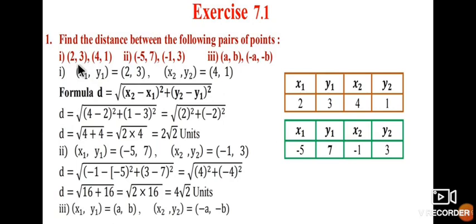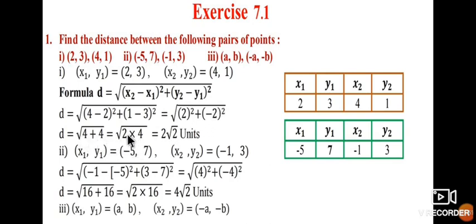The first one is 2 comma 3 and 4 comma 1, that is x1 y1 is 2 comma 3, x2 y2 is 4 comma 1. Now using the distance formula, square root of x2 minus x1 whole square plus y2 minus y1 whole square. Now x1 y1 and x2 y2, that is 4 minus 2 whole square plus 1 minus 3 whole square, that is 2 square plus minus 2 whole square, that is 2 square is 4, minus 2 square is also 4.